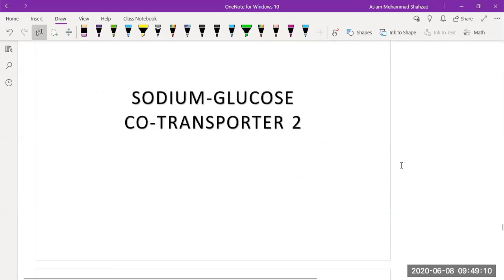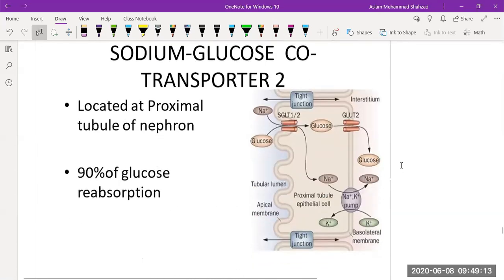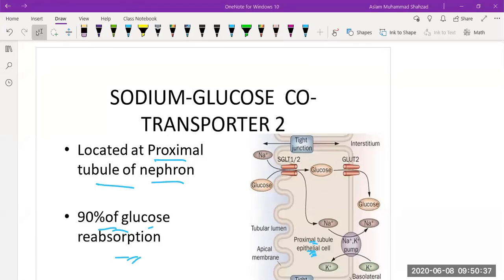Then we have sodium glucose co-transporter 2. Actually these transporters are present in the proximal tubule of the nephron. And we know that there are the distal nephron tubule and the proximal tubules. So what is the function of the sodium glucose transport protein? The main function of the sodium glucose transport protein is that it is responsible for renal glucose reabsorption. They are in the proximal tubules of the nephron, and this transporter protein plays an important role in this class of drugs.